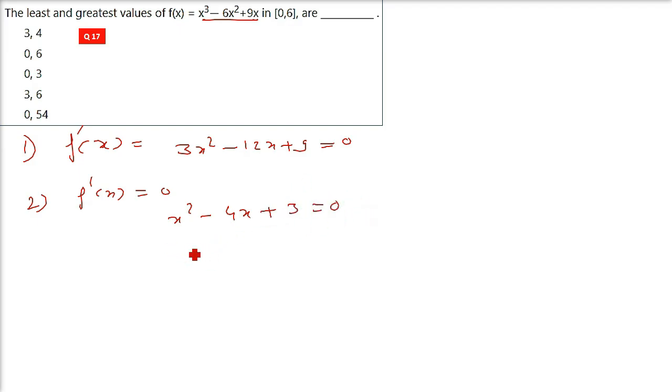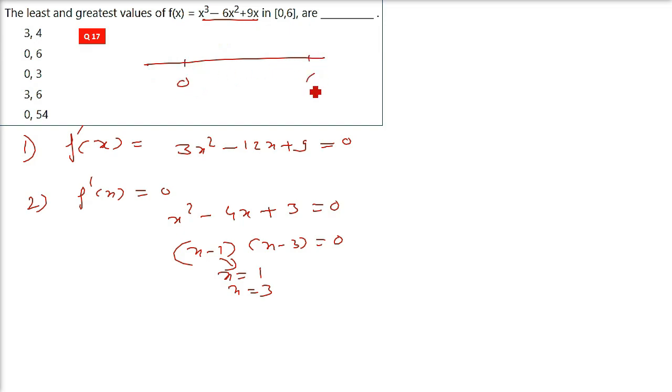Now this is very straightforward. This expression we have dealt with a lot of times. So it's x minus 1 into x minus 3 equals 0. These are two factors. And this will give you x equals 1 and x equals 3 as the extreme points or the critical points. Once you have x equals 1 and 3 as the critical points, your interval is 0 to 6. Now this 1 and 3 is inside this 0 to 6.